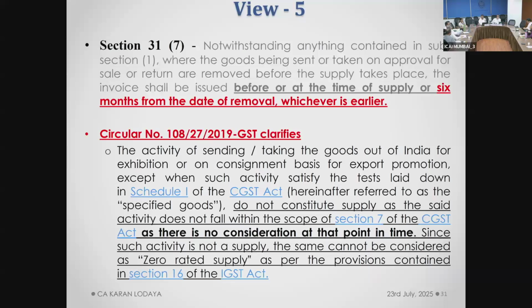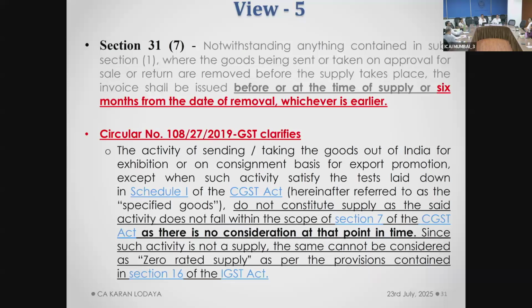So since there is no supply, it is not a zero rated supply. This is what the circular states. On the first day when I send the goods out of India, at that time they state that since consideration is not known, it is not a supply as per Section 7. Since it is not supply as per Section 7, it is not a zero rated supply as per Section 16.